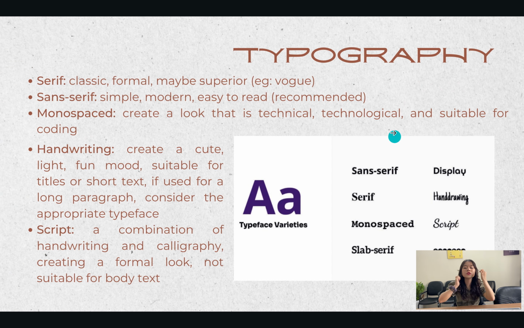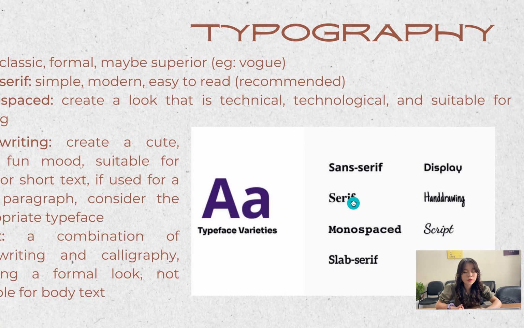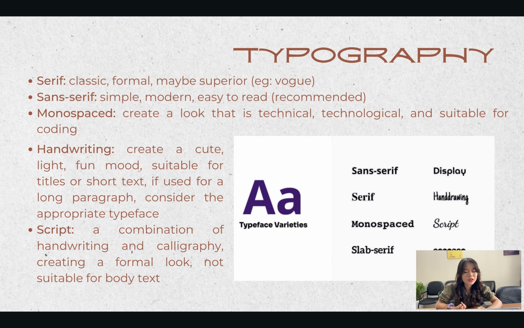So next, I want to introduce the typography. There are 1, 2, 3, 4, 5 types of typography. First of all is the serif. Here, I call it the typography serif. It has the foot here. You see, the foot here is the foot of the typography. So the serif is classic, formal, and maybe used for a superior brand.